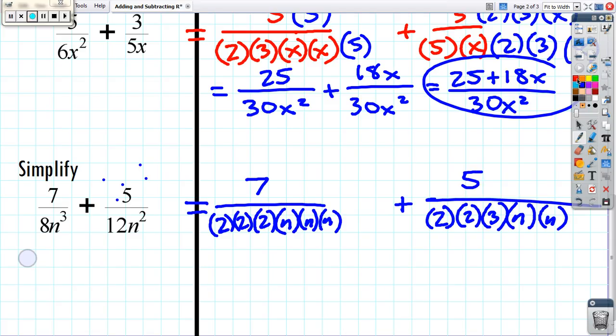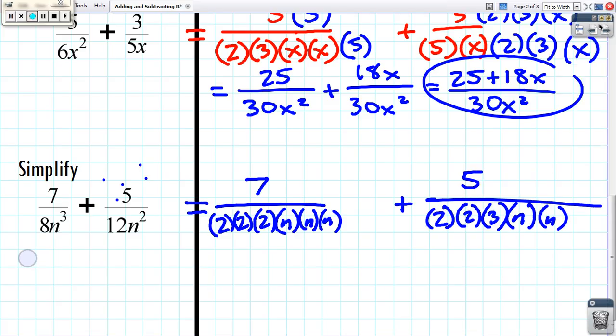Let me change my pen color so I can see what I'm adding to this problem. In this case, 2 of the 2's match up, but there's a third 2 here which I need to make match over here, so I'm going to multiply top and bottom by 2. This one has a 3 that this one doesn't have, so I'm going to multiply top and bottom by 3. And then here I've got n, n, and n, 3 of them. Here I've only got 2 of them, so I need an additional n over here.